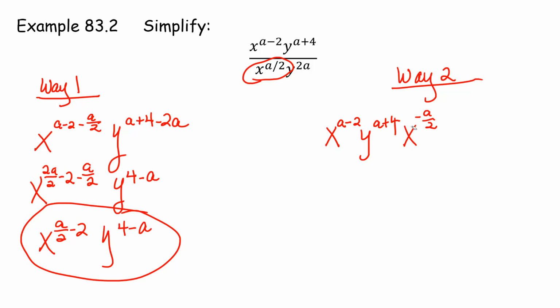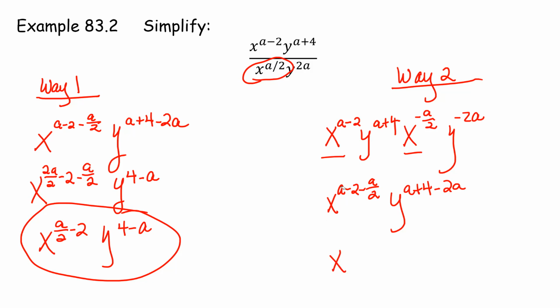And then for y to the 2a, if I move that up to the numerator, it becomes y to the negative 2a. All right, so now I can add the exponents on my like bases. I've got my x's, so x to the a minus 2 minus a over 2. And then I have y to the a plus 4 plus negative 2a, so minus 2a. And again, I'm going to get a common denominator for this first one. I'll have 2a over 2 minus a over 2, which is just a over 2, and minus 2. And then the y is a minus 2a, which is negative a. And then you've got plus 4.